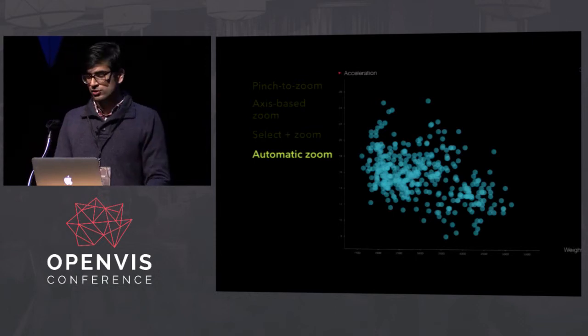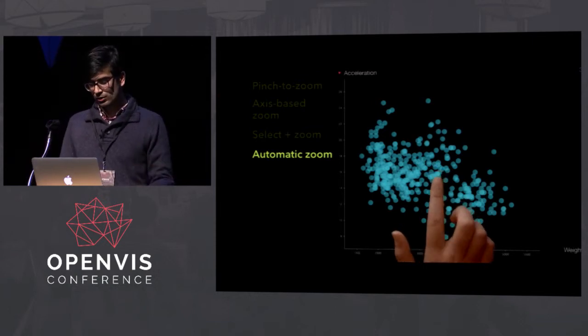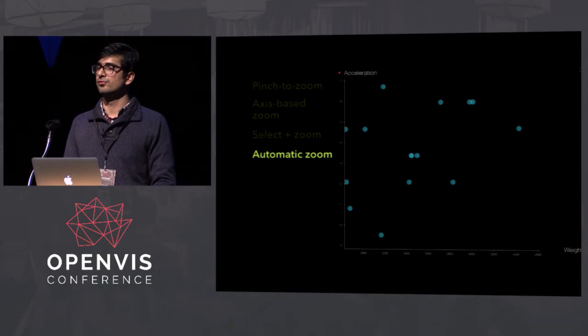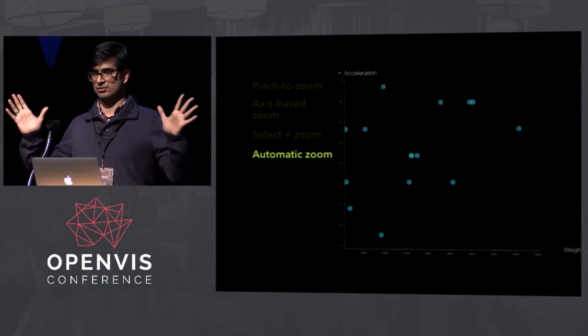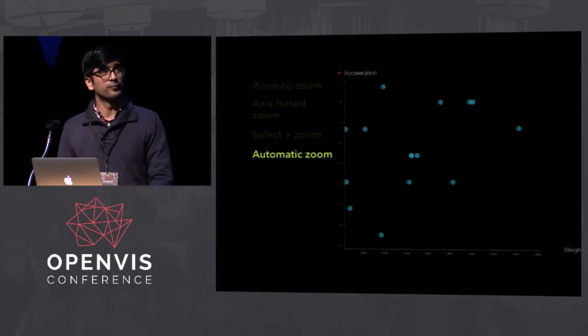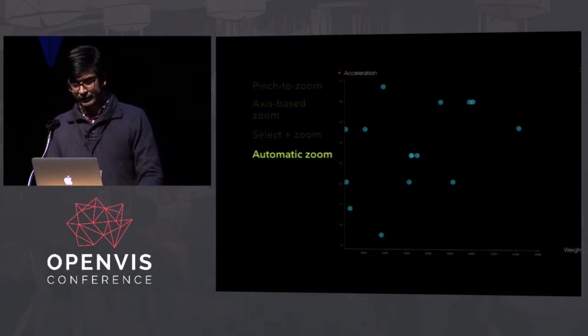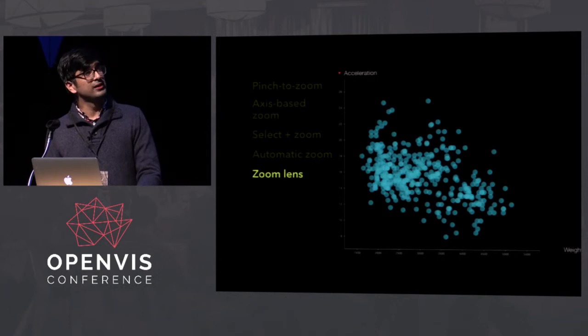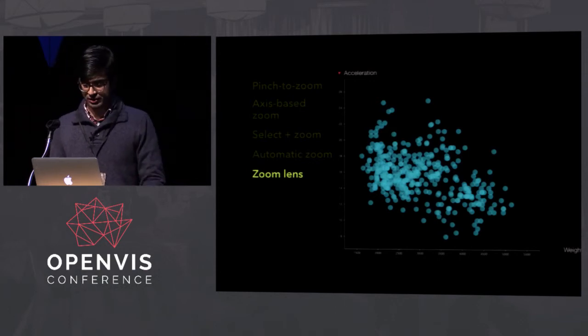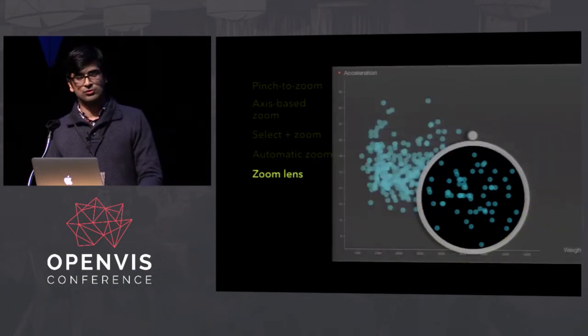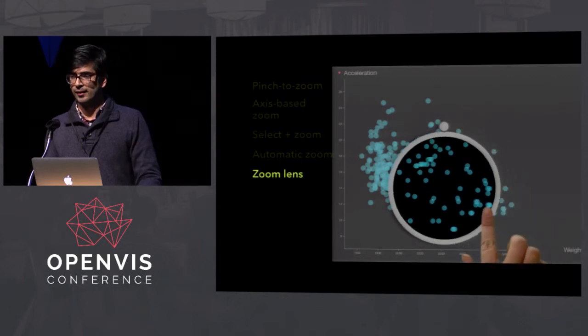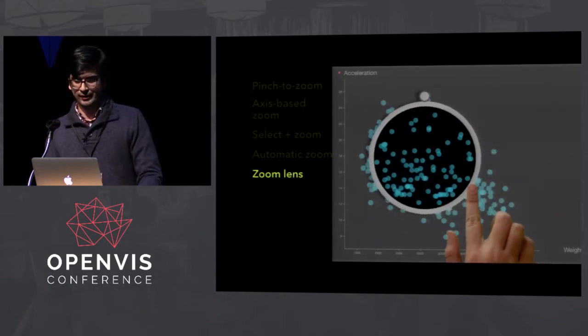Another common operation is what we call automatic zoom. You just basically double tap on the view, and it automatically finds the best zoom state, minimizing the occlusion, basically. And finally, zoom lens, which is, again, one of the features I showed you. You pinch on the view, it shows up a lens. It's fun, it's interactive. People don't use it.